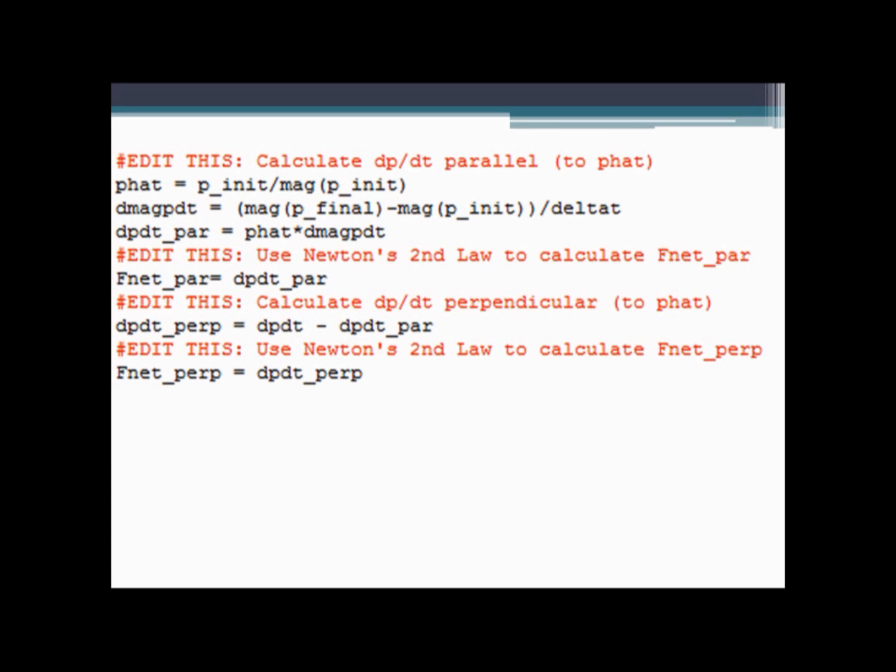These next few lines of code are used to calculate the perpendicular and parallel components of the net force. The parallel component is the magnitude of dp dt multiplied by p hat. We find p hat by dividing the initial momentum by the magnitude of the initial momentum. The change in the magnitude of the momentum is calculated by subtracting the final and initial momentum and dividing that by the change in time. Thus, we have the values we need to calculate the parallel component of the net force.